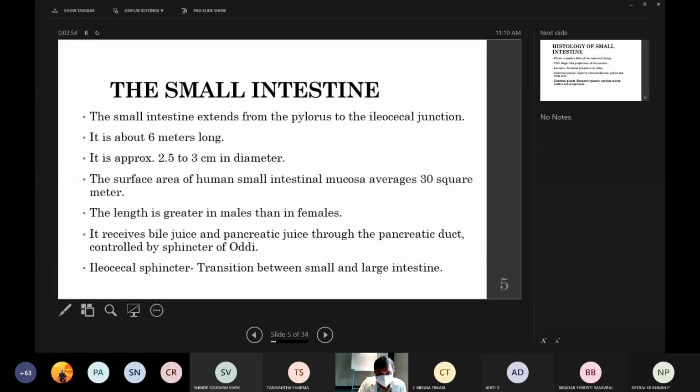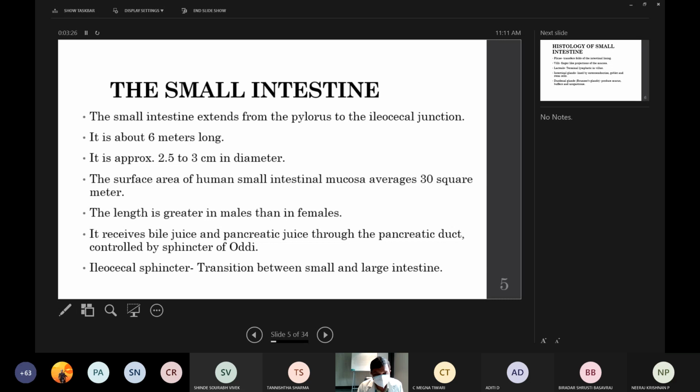Now, coming to the small intestine proper, as I told, it extends from the pylorus of the stomach to the ileocecal junction. It is about 6 meters long. The length of the small intestine is 6 meters, whereas the length of the large intestine is 1.5 meters. Remember this.